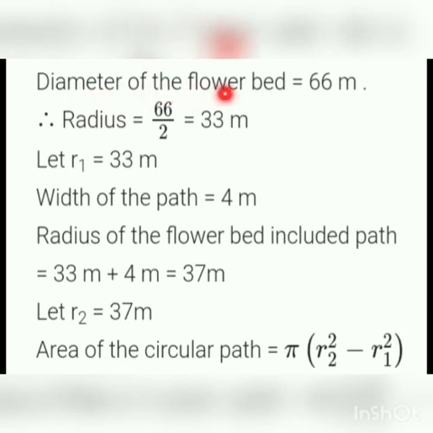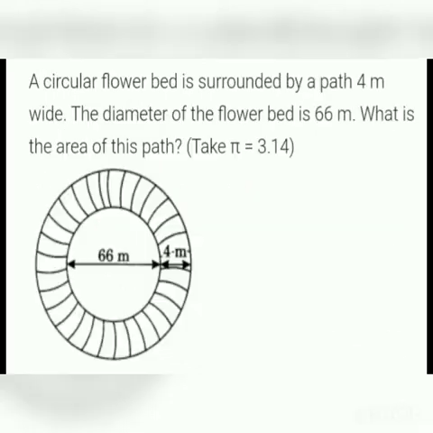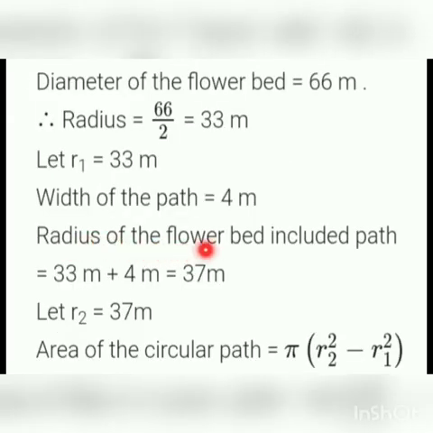The diameter of the flower bed is given as 66 meters, from which we can find the radius, 66 by 2, 33 meters. We are taking that as R1, the radius of the smaller circle. Now the width of the path is given as 4 meters. This 4 meters plus the radius 33 gives the radius of the larger circle, the flower bed including the path: 33 plus 4, 37. That is R2. So we got the radii of the two circles: larger circle R2 and smaller circle R1.